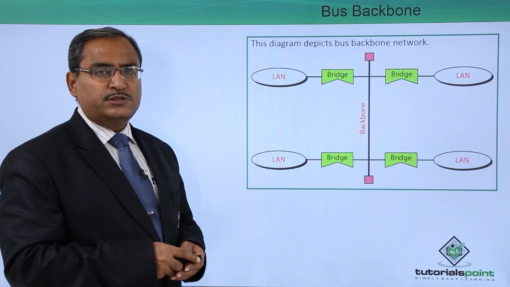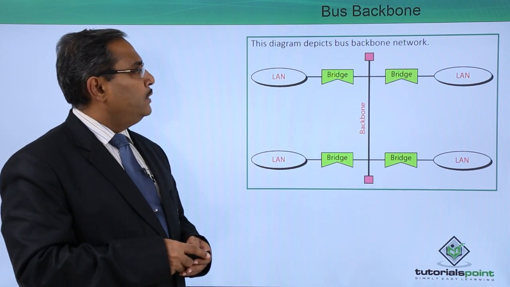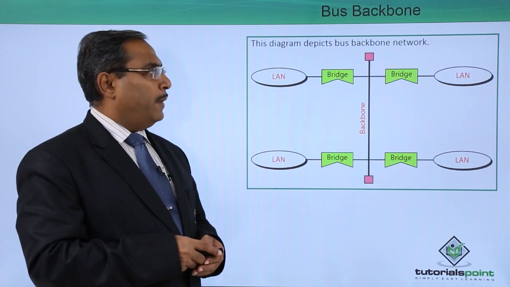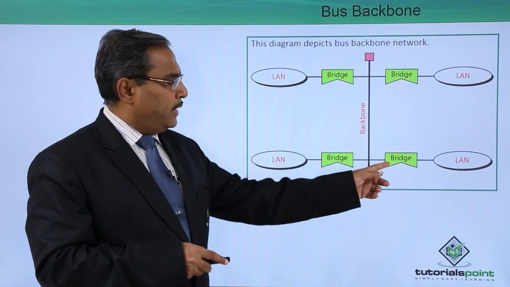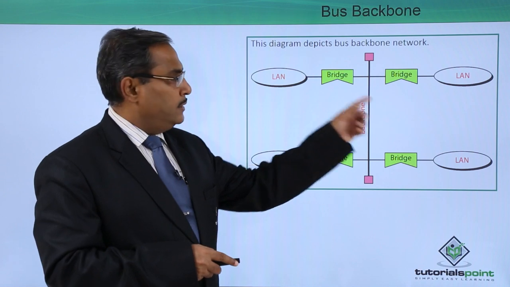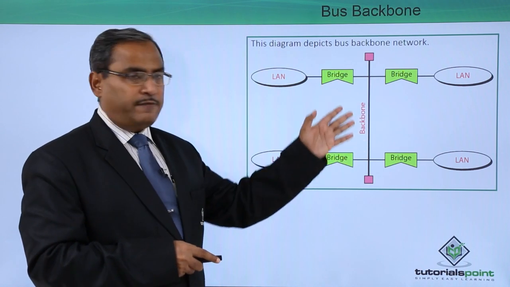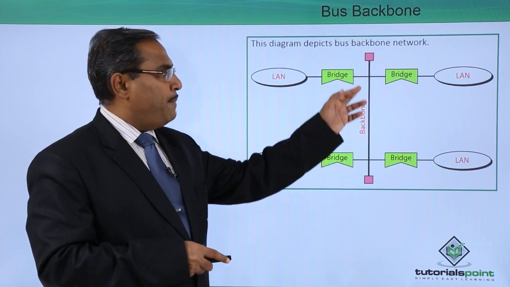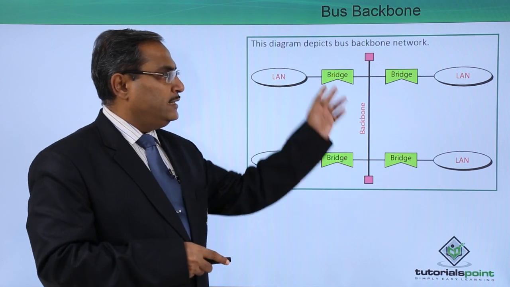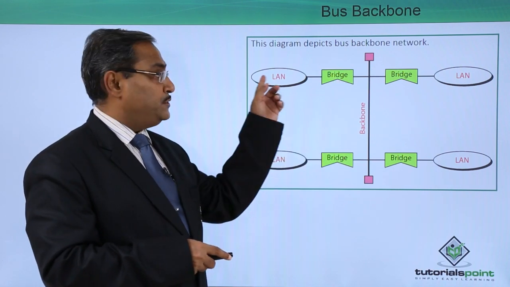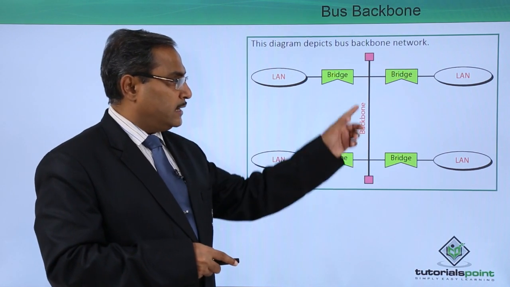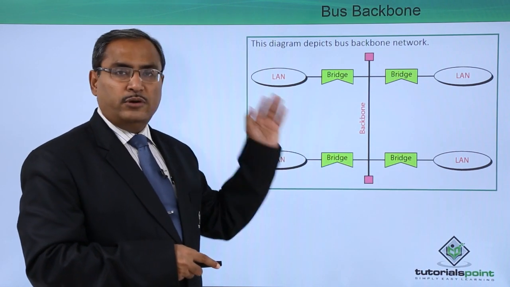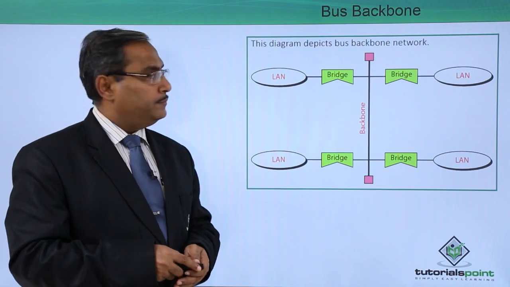Here you are finding the bus backbone. This diagram depicts the bus backbone network. This is a bus backbone where we have multiple bridges, and with these bridges, different LANs are connected. There is a backbone network which is connecting these bridges, not the respective stations. Through these bridges the LANs are connected, so communication between LANs can be done.